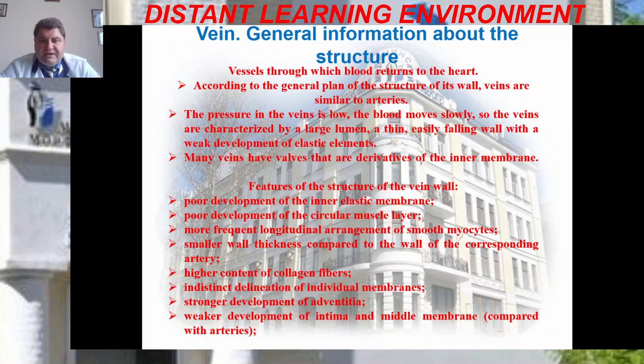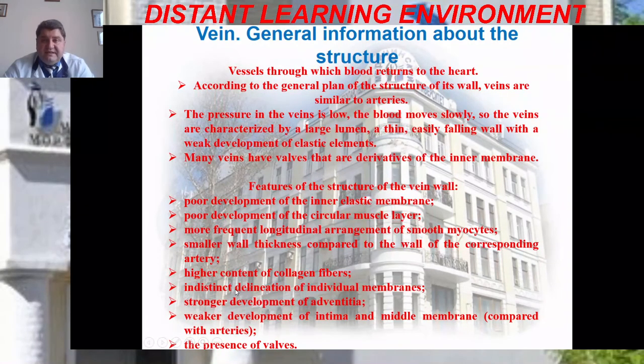So, features of the structure of the vein are poor development of the inner elastic membrane, poor development of the circular muscle layer, more frequent longitudinal arrangement of smooth myocytes, smaller wall thickness compared to the wall of the corresponding artery, higher content of collagen fibers, indistinct delineation of individual membranes, stronger development of the adventitia, and weaker development of the intima in the middle membrane. And also, a more important feature in veins is the presence of valves inside the veins.